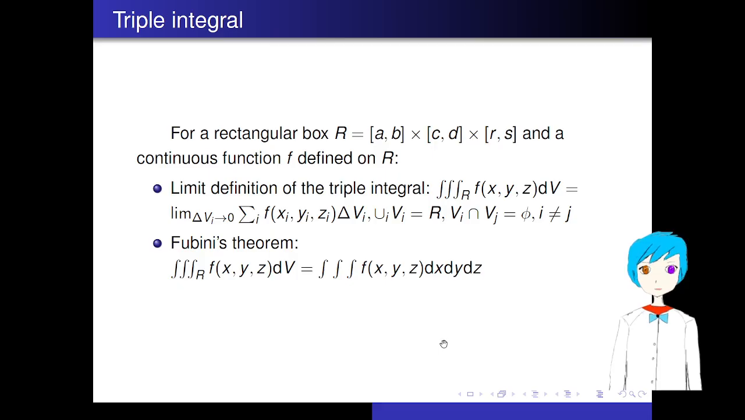We have the Fubini theorem for continuous functions, which states that if f is continuous on R, then the value of the triple integral equals the value of the iterated integration. First, we integrate over x, and then we integrate over y, and then we integrate over z.